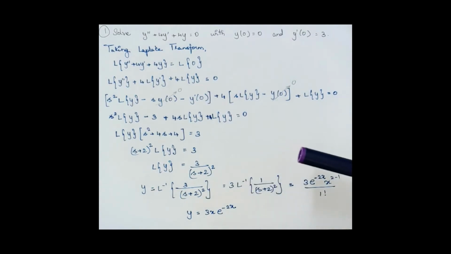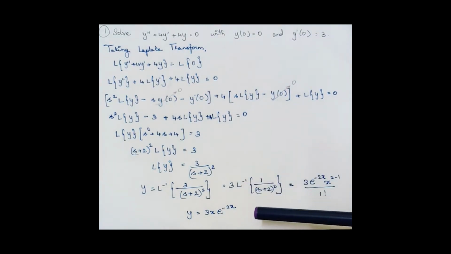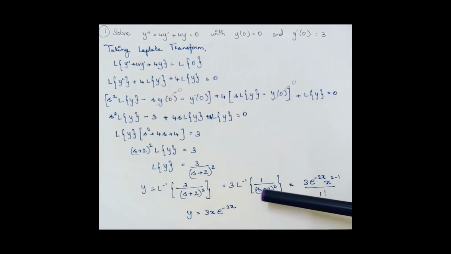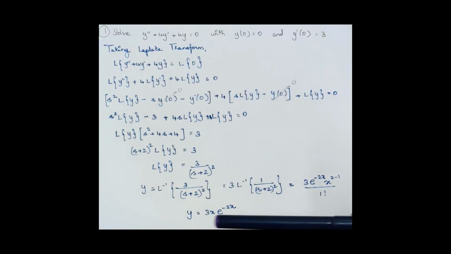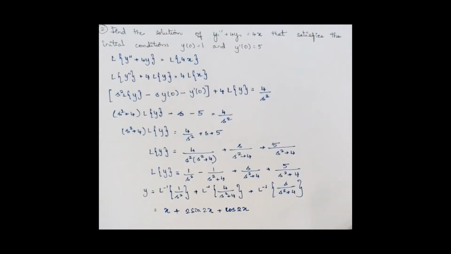You can take 3 outside, and this looks like a shifting property combined with another property. First, let's try to remove this 2 from inside, so that when you shift this 2 outside, you get e to the power of minus 2x. You have 3 outside, then you will have something of the form 1 by s square. The inverse Laplace transform of it is x to the power of n minus 1 divided by n minus 1 factorial, so n is 2 here. We obtain the final solution of the differential equation as y is equal to 3x e to the power of minus 2x.